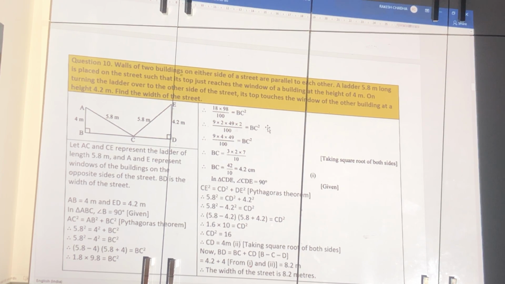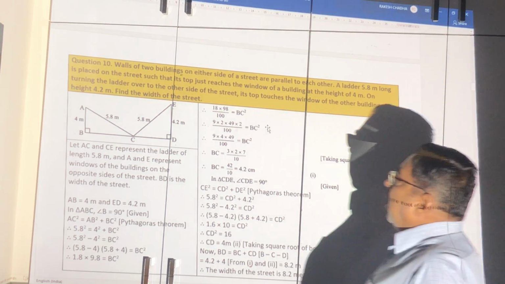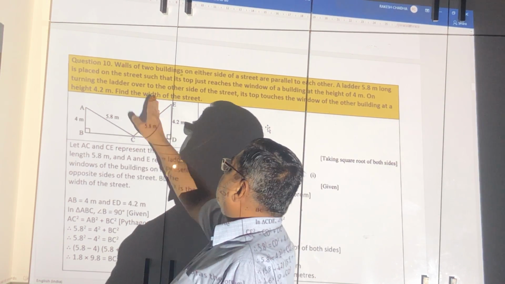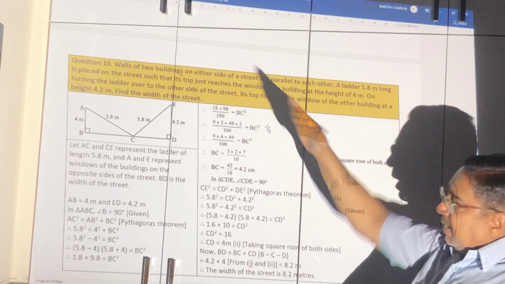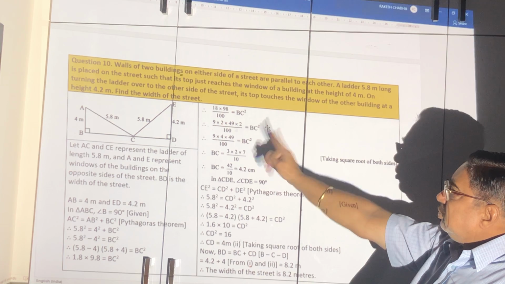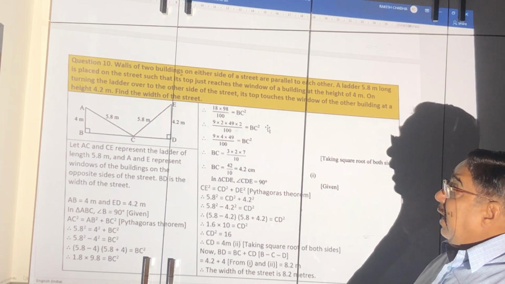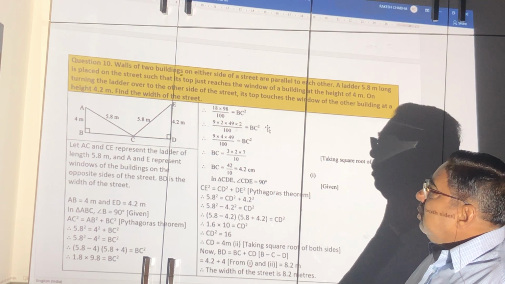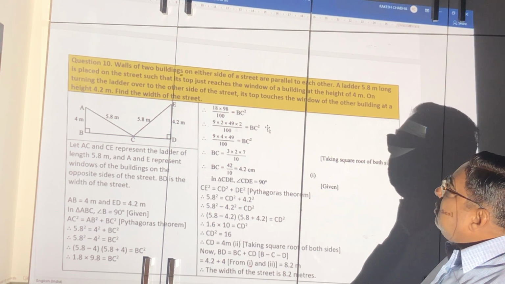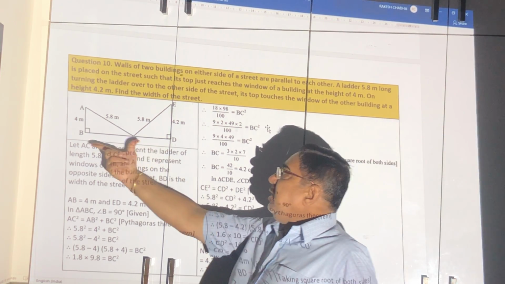Question 10. 2 buildings are there on either side of a street. This is one building, this is another building. And we have put ladders. The ladders are standing on the buildings. So one is here. Now the ladders are of the same length, so of course the angles will be different. Now it says find the width of the street. I need BD.